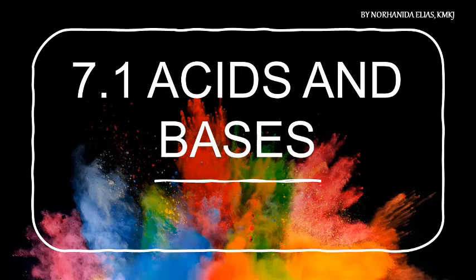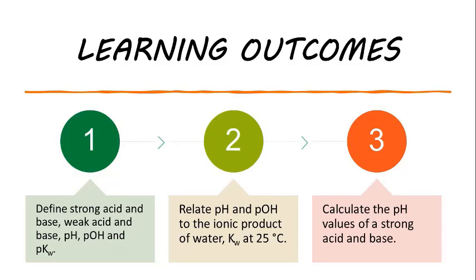Subtopic 7.1 Acids and Bases. Learning outcomes. 1. Define strong acid and strong base, weak acid and weak base, pH, pOH and pKw. 2. Relate pH and pOH to the ionic product of water Kw at 25 degrees Celsius. 3. Calculate the pH values of a strong acid and strong base.